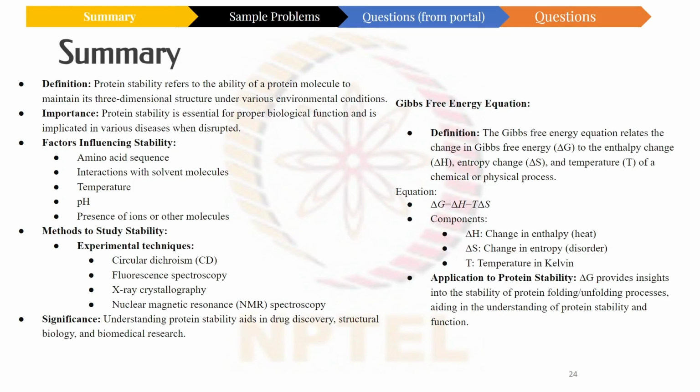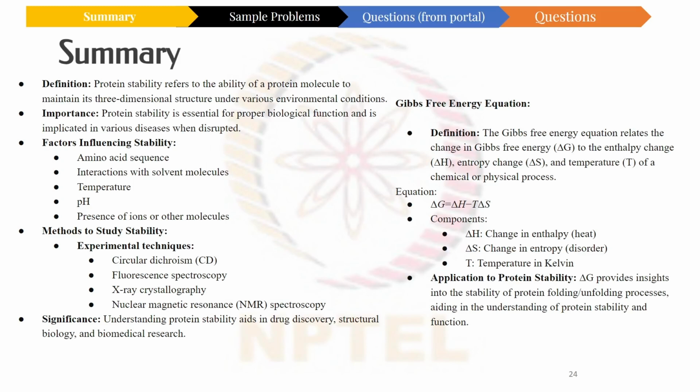So in general, protein stability is defined as the Gibbs free energy of unfolding in the absence of denaturing concentration. So we'll see how it is defined. So just a brief introduction to the Gibbs free energy equation. It is also known as the Gibbs-Helmholtz equation, which relates the change in Gibbs free energy to enthalpy change, entropy change, and temperature. That is, delta G is given as change in enthalpy minus temperature times change in entropy.